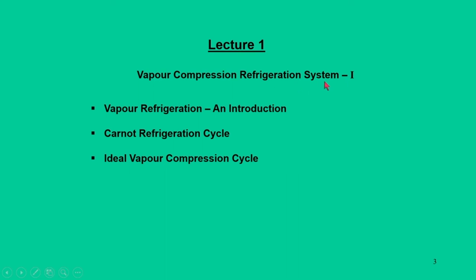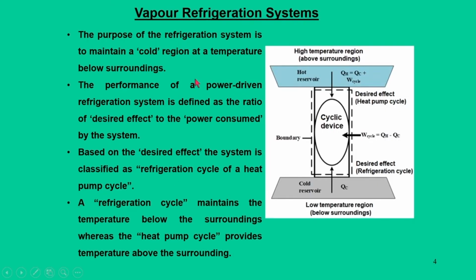On this vapor compression refrigeration system, first we will give some brief introductions, then we will talk about how vapor compression refrigeration evolved. It starts with the Carnot refrigeration cycle, which has certain limitations and drawbacks. The realistic version of the refrigeration system evolved, and we call this a vapor compression system. Next we will talk about the vapor compression cycle. So, let me start the vapor refrigeration systems.